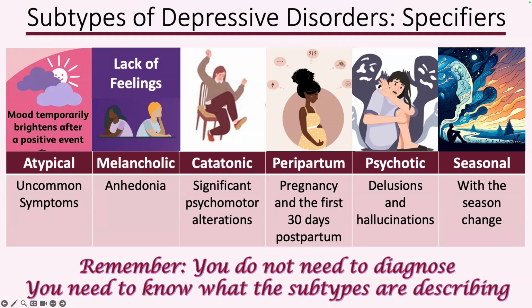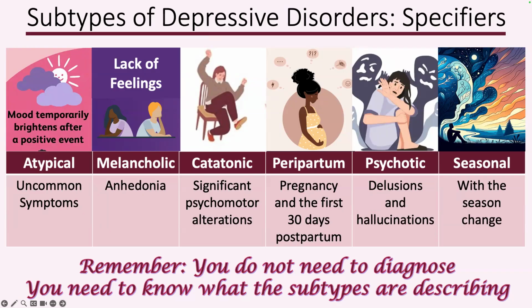Atypical depression is depression that has uncommon symptoms. Atypical depression is somebody is depressed, but then something positive happens and they kind of have this burst of happiness and then they go back to being depressed. And then something positive comes up and we feel better for a little bit. And then we go back to being depressed until the next positive event.